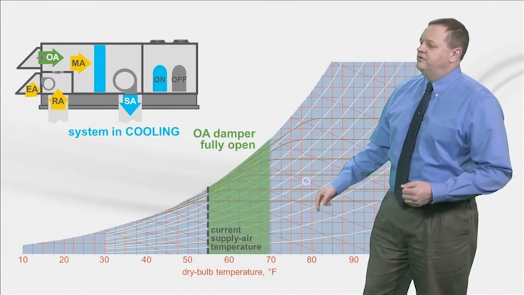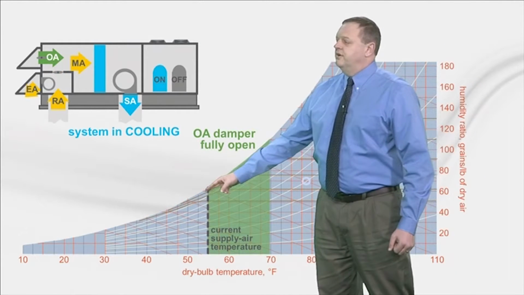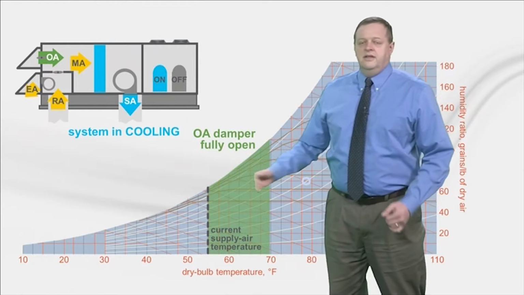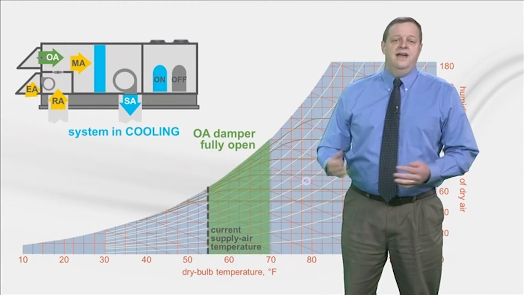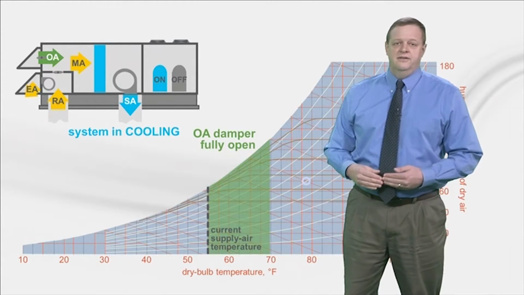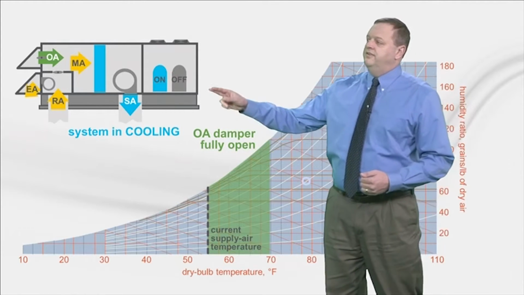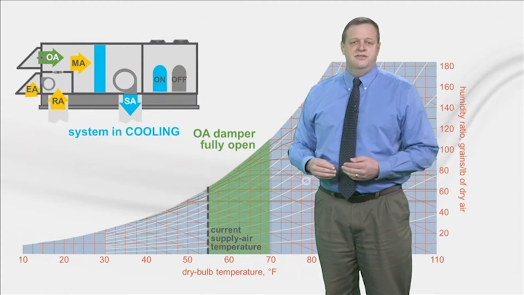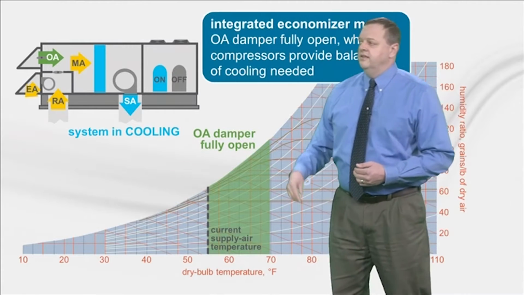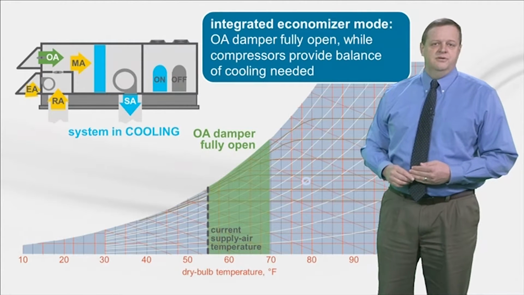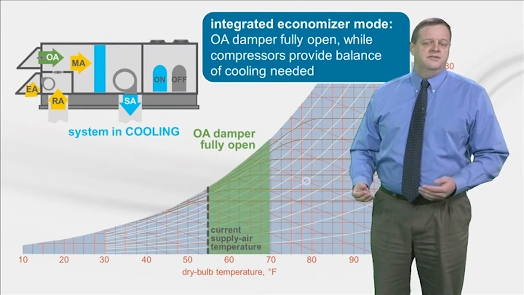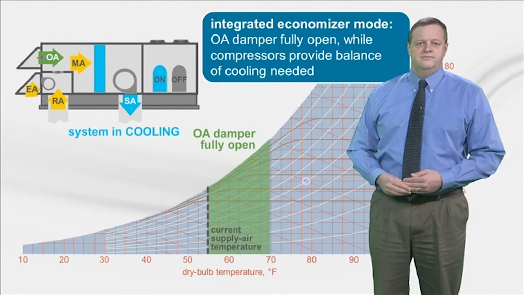Now, when the dry bulb temperature of the outdoor air rises above the current supply air temperature, the system will need more cooling than the outdoor air alone can provide. Here, the outdoor air damper remains wide open while the compressors are activated to provide the balance of the cooling needed. This is called the integrated economizer mode, since the economizer and compressors are used in combination.